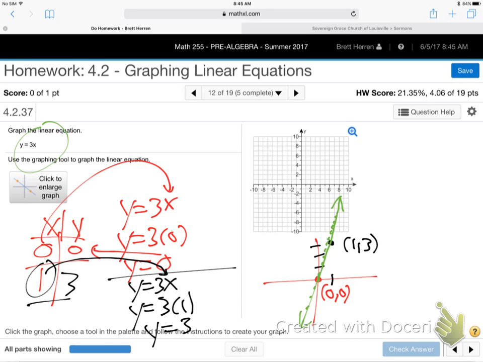Is that good? Now, let me show you how to do the graph maker tool. Because they're going to have you actually, it's not multiple choice. This is the first one that's not going to be a multiple choice answer. It's going to be a make your own graph with our graph maker tool. So let me show you how to do that.